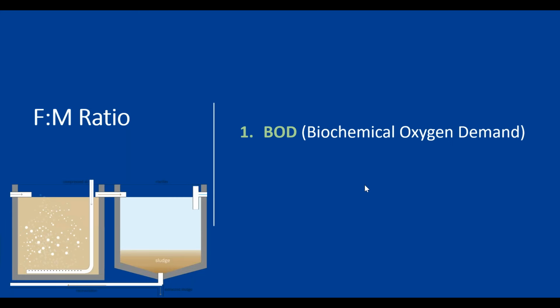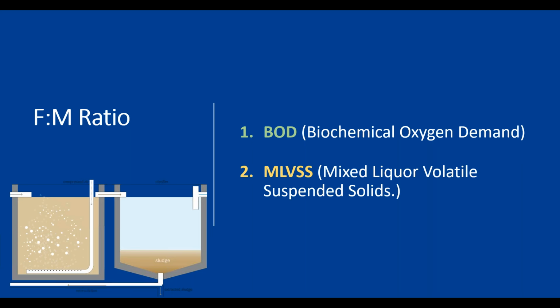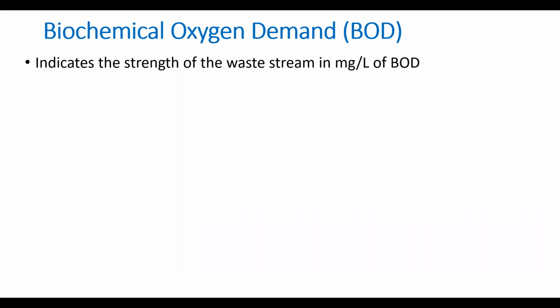There's 2 things we need to know for the FM ratio. We need to know the biochemical oxygen demand, what's the concentration. And we need to know the mixed liquor volatile suspended solids concentration. So we're going to look at each of those things right now.